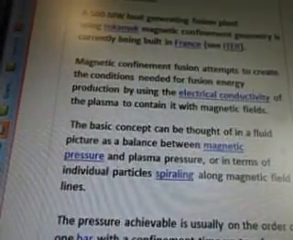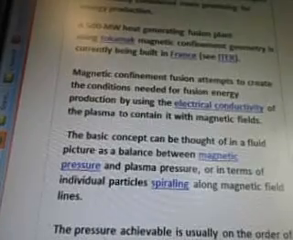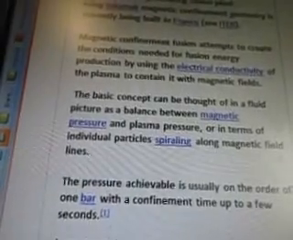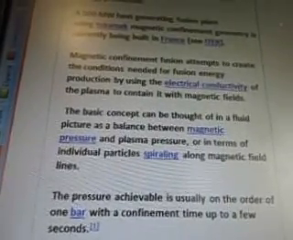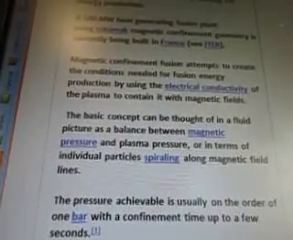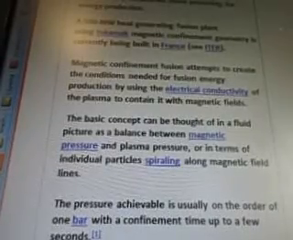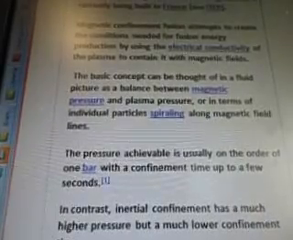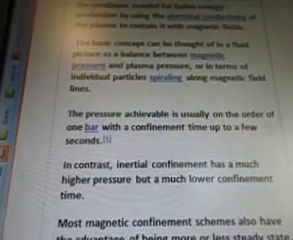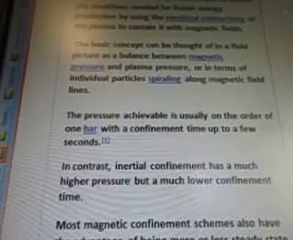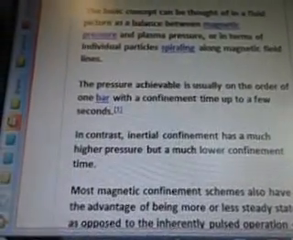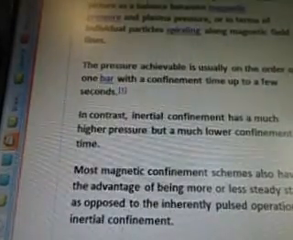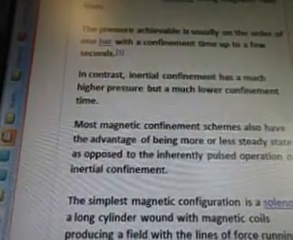And that came up as well in earlier videos. I don't know. It was in the lines before line 20, so either between 17 and 20, or it might even be in between 15 and 20. Magnetic confinement fusion attempts to create the conditions needed for fusion energy production by using the electrical conductivity of the plasma to contain it with magnetic fields. The basic concept can be thought of in a fluid picture as a balance between magnetic pressure and plasma pressure, or in terms of individual particles spiraling along magnetic field lines. The pressure achievable is usually on the order of 1 bar with a confinement time up to a few seconds.